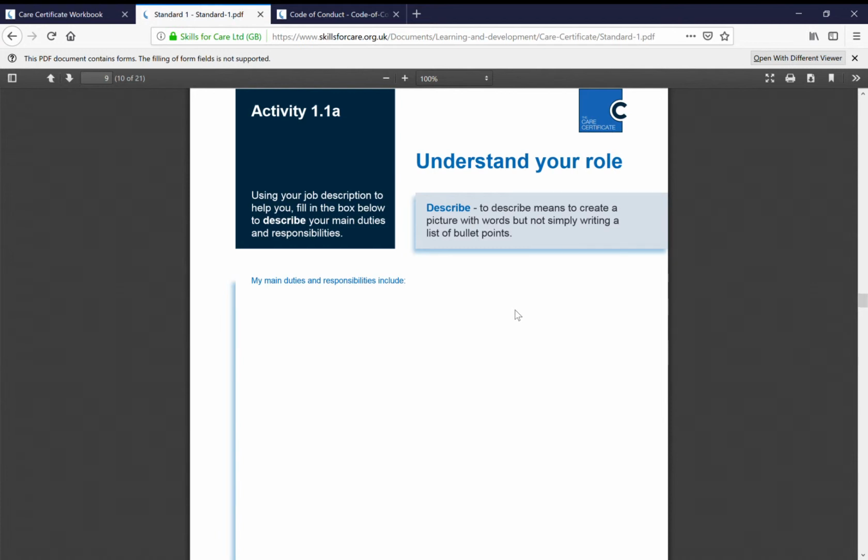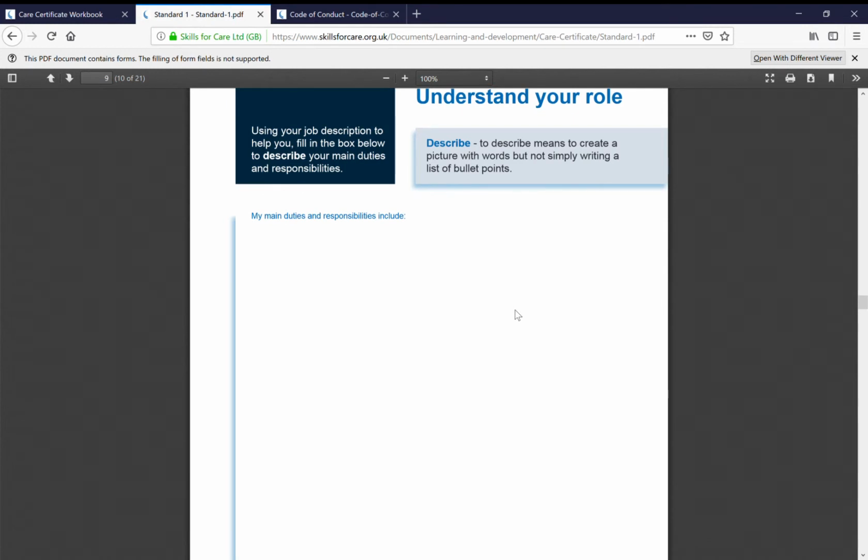Activity 1.1a, using your job description to allow you to fill in the workbox below, describe your main duties and responsibilities. So it's really, really important that you know what your duties and responsibilities are, because you need to know where your job starts, where somebody else's begins, and where your job ends, so that you don't take on too much and that things aren't missed. So it's really, really important that you know what the boundaries of your job and responsibilities are.